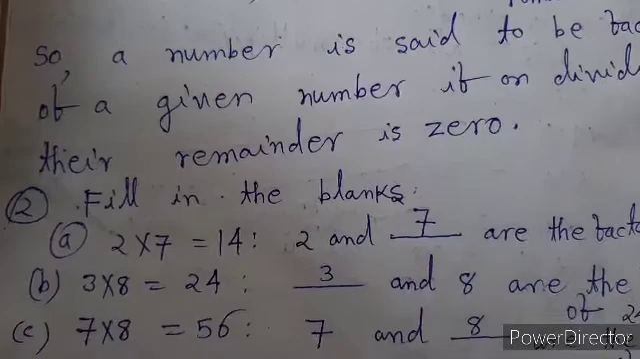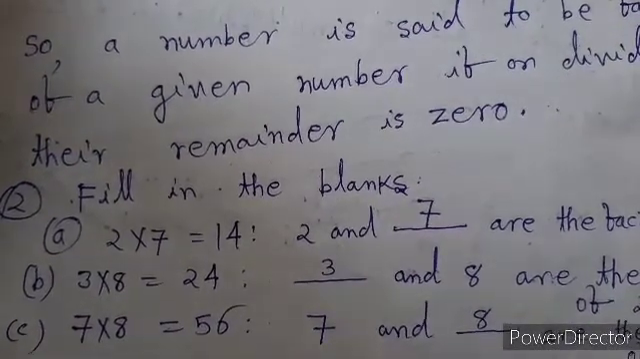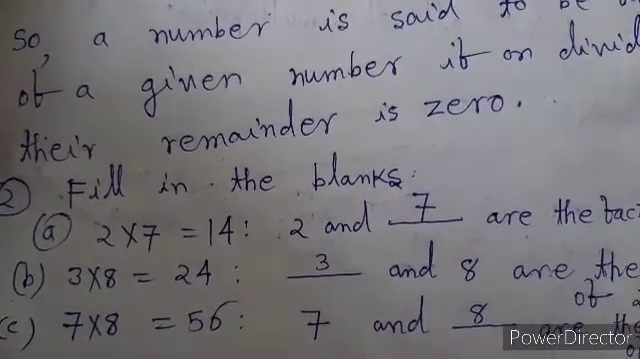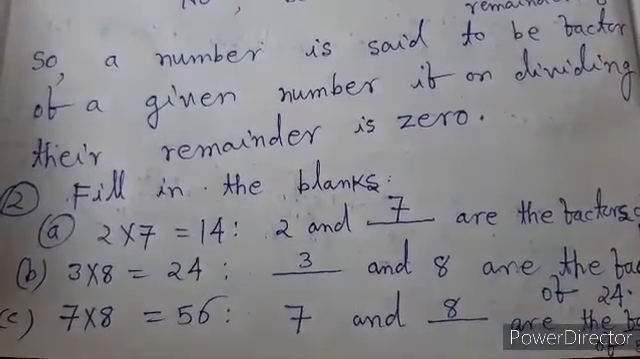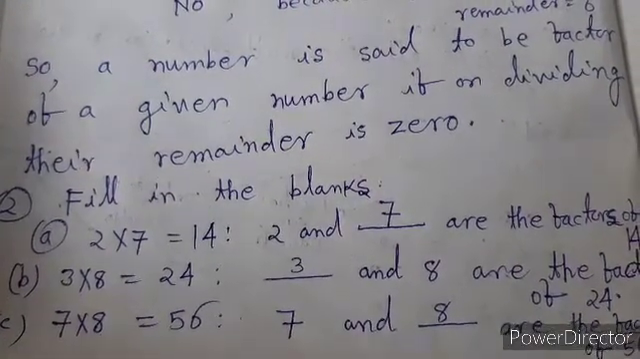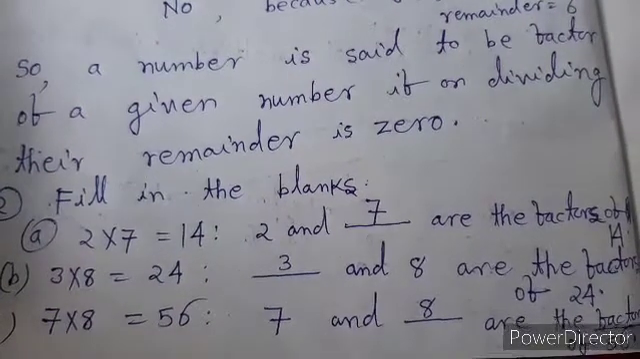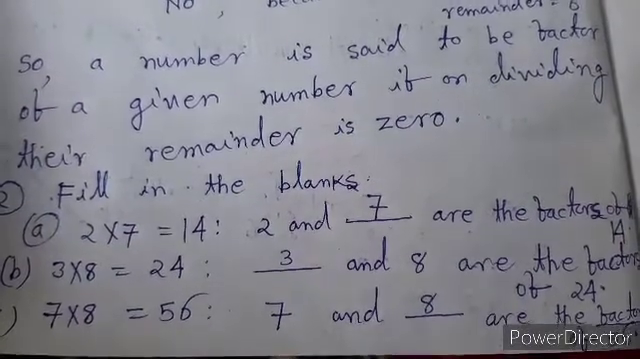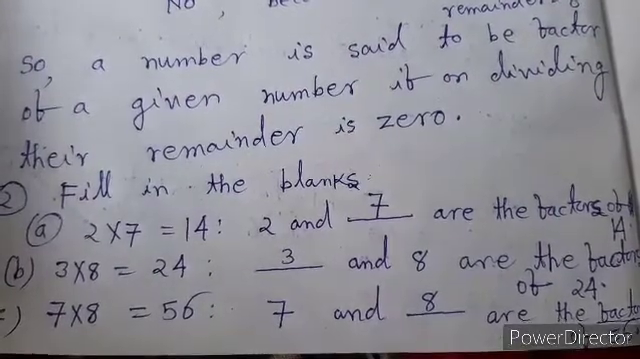Now in question 2, we have to fill in the blanks. For example, in question A, 2 into 7 is equal to 14. Here we observe that 2 and 7 are the factors of 14. In question B, 3 into 8 is equal to 24. That means 3 and 8 are the factors of 24. In question C, 7 into 8 is equal to 56. So we fill in the blanks: 7 and 8 are the factors of 56.